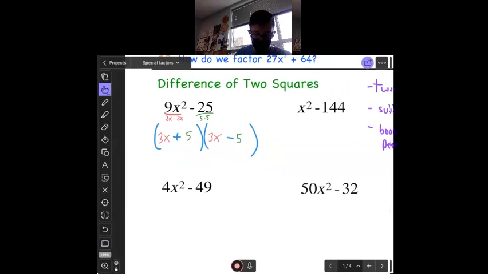So, how do we know we're done, right? Nothing in common, no more squares or cubes or anything like that, right? The same questions I've been asking you guys. How do you know when you're done? And quickly checking, does it work? 3x times 3x is 9x squared. 3x times negative 5 would be negative 15x. 5 times 3x would be positive 15x, so those would cancel. And then 5 times negative 5 would give me negative 25. Right? It all multiplies back together to get where we started. And it was very fast to factor.